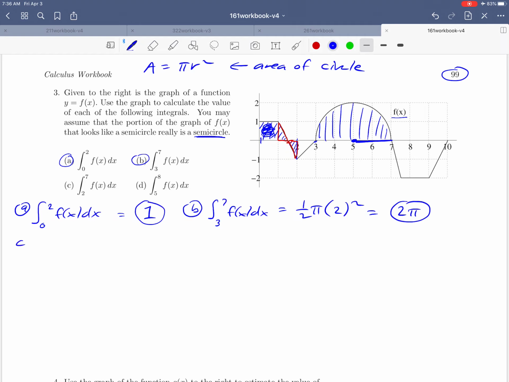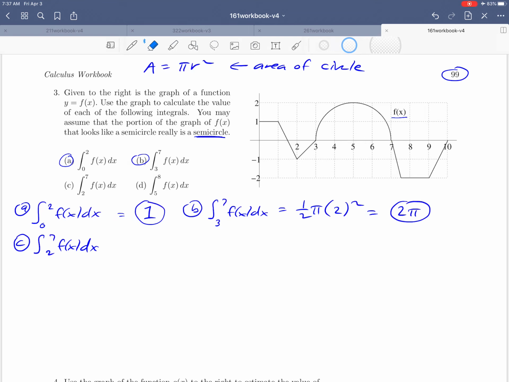Okay, and moving on to C, the integral from 2 to 7. We've got a lot of drawing on our diagram, so I'm going to take a minute and just erase what was there before, so it's just a little easier to look at. Okay, so from 2 to 7, we're starting here at 2 and we're stopping here at 7, so we've got a little bit of area down below that's negative. Well, the area is not negative, but we're going to subtract it. And then we've got the area of the semicircle, which we already know is 2 pi from the calculation that we just did. So basically, all we need to do is to subtract the area of this triangle.